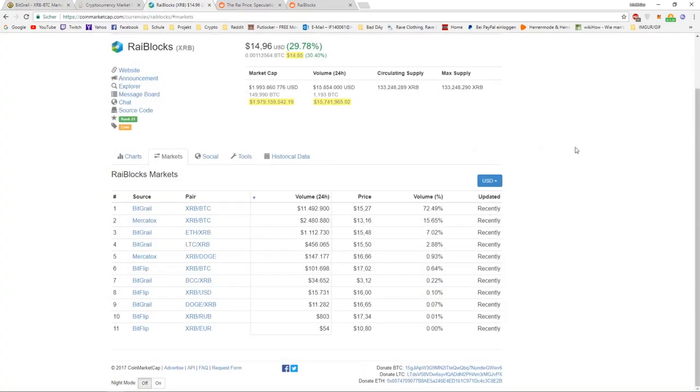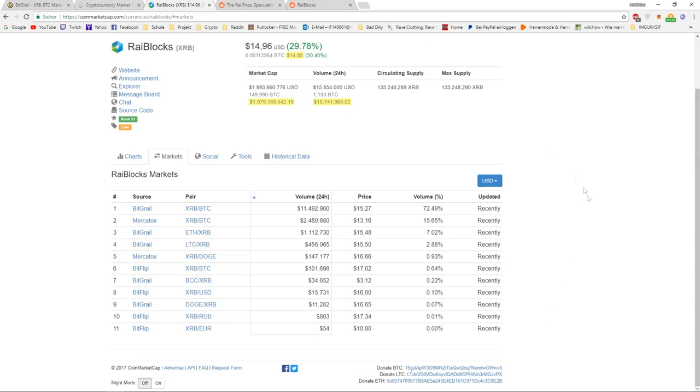So if RaiBlocks get listed on, for example, Binance or Korean exchanges like Bithumb or CoinOne or Bittrex, these are exchanges that would definitely boost RaiBlocks price and shoot it up in the air like crazy.